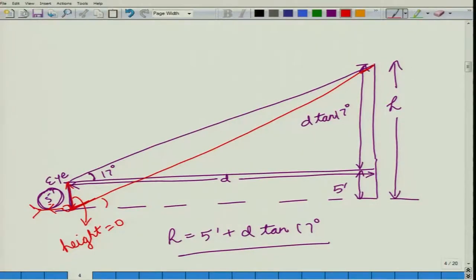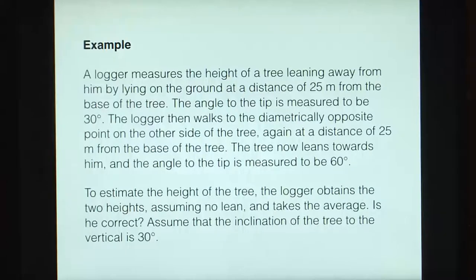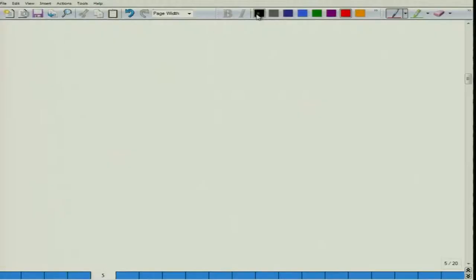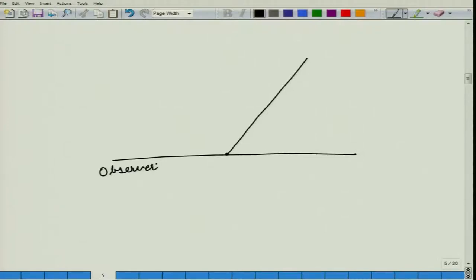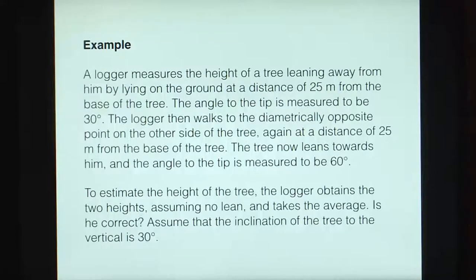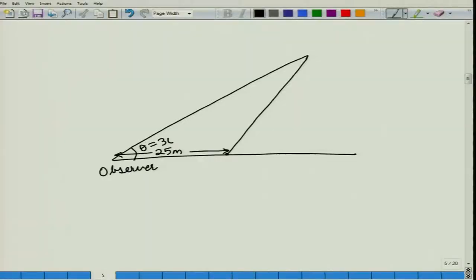Now coming back to the question, a logger measures the height of a tree leaning away from him by lying on the ground at a distance of 25 meters from the base of the tree, and the angle to the tip is measured to be 30 degrees. So if we represented this graphically, how would it look? If this is the ground level and there is a tree that is leaning away from the observer, this is the point of the observer. So he lies on the ground at a distance of 25 meters from the base of the tree and he measures the angle to the top. So he has measured this angle. The angle to the tip is measured to be 30 degrees, so this angle theta is equal to 30 degrees.